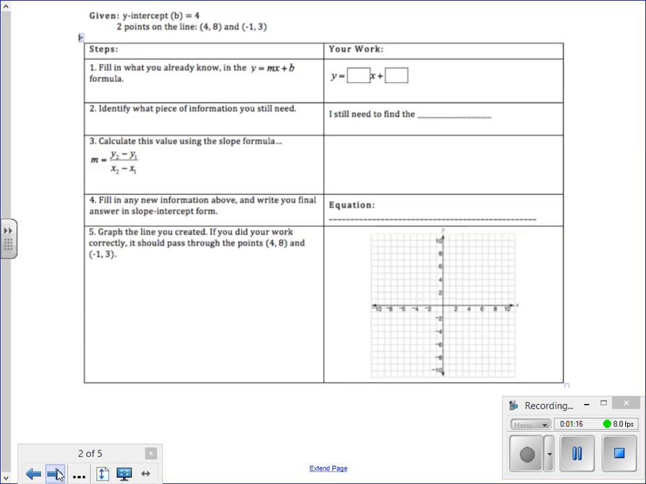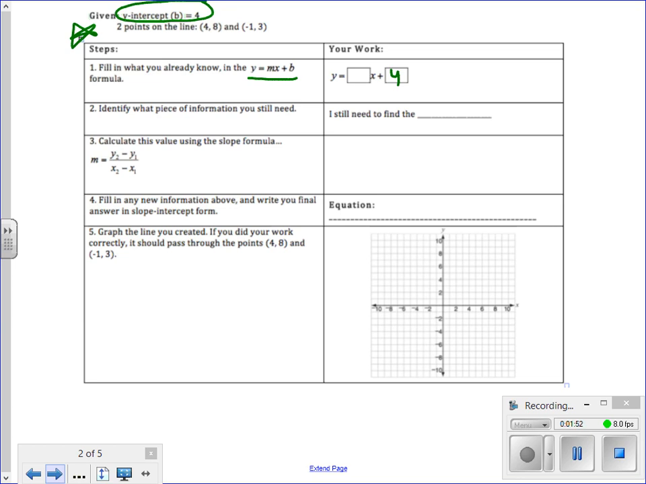So I'm given the y-intercept, or the b, it says right up here, equal to 4. I'm also given 2 points on the line, (4, 8) and (negative 1, 3). I listed out some steps generally that you can follow in order to solve this problem. First, fill in what you already know into the y equals mx plus b formula. Well, I know that the y-intercept b is 4, so I can actually fill 4 in right away. I don't have to do any work to find that y-intercept.